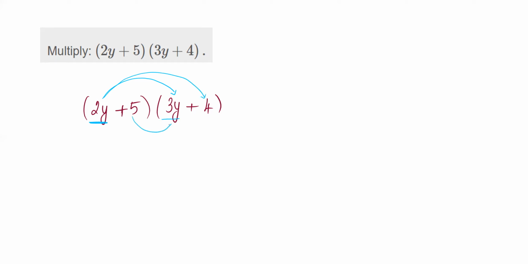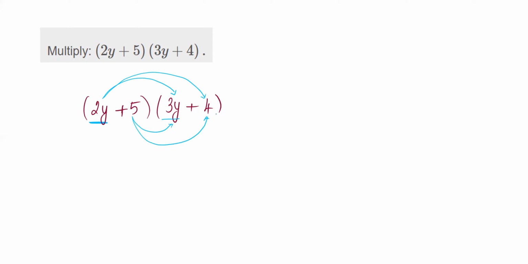Take a look at this one. 2y plus 5 times 3y plus 4. At this point, you may want to pause the video and race ahead and do this problem and then see if we got the same answers. Remember, it's 2y that gets multiplied. That's together the term that gets multiplied to the 3y here. 2y to the 4, 5 to the 3y, and 5 to the 4.